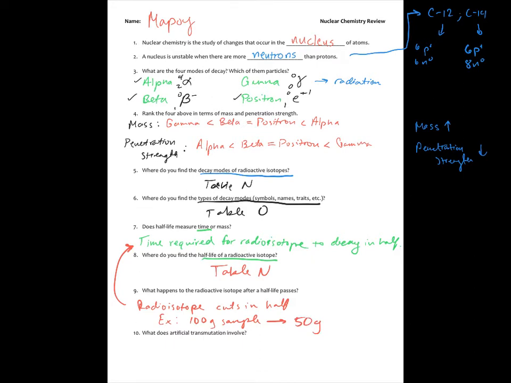All right, number 10. What does artificial transmutation involve? So remember natural versus artificial. Artificial is man-made, it's forced, it's non-spontaneous because it means you can't find it in nature. It means you need energy to start it. And it also requires particles to bombard them.